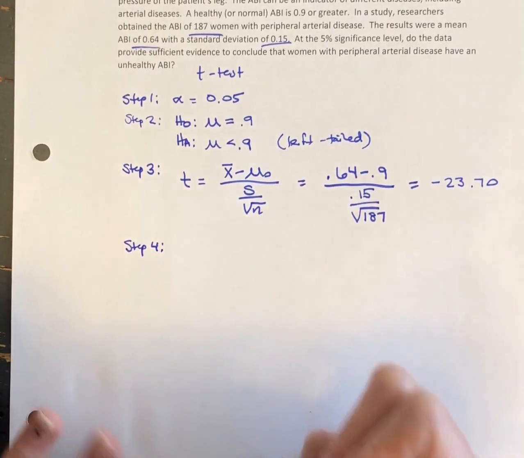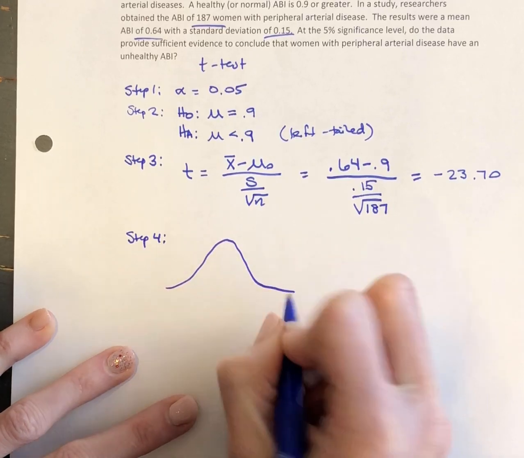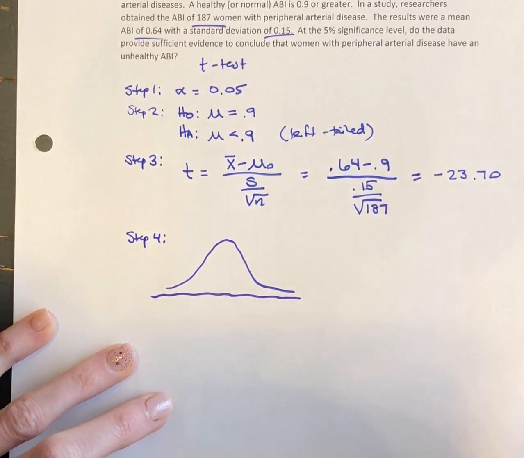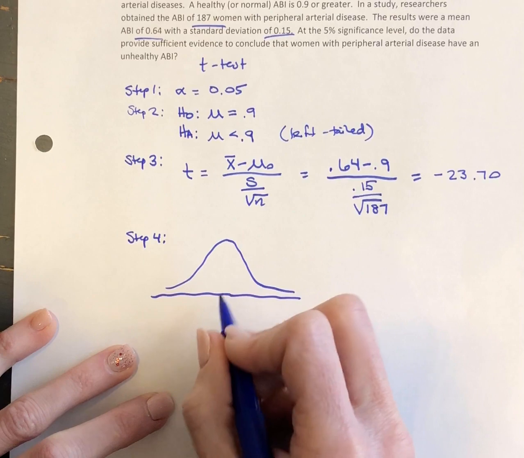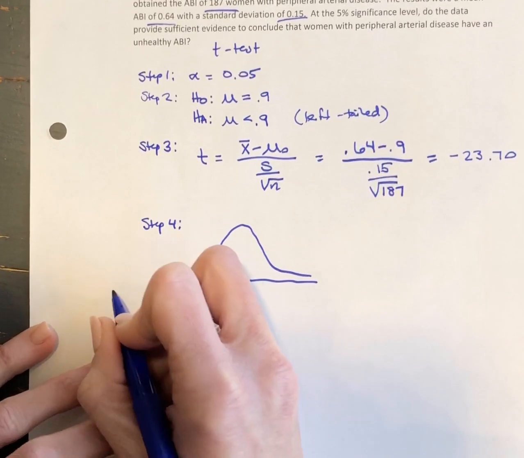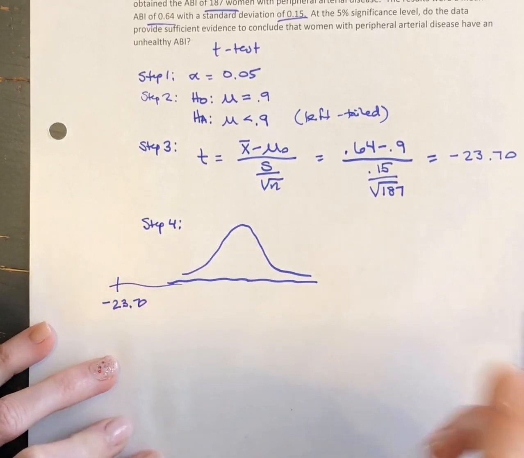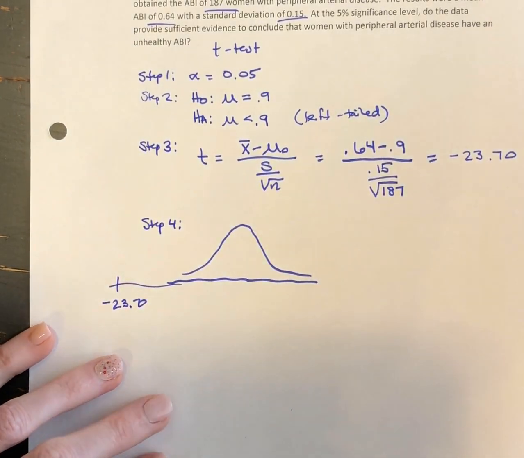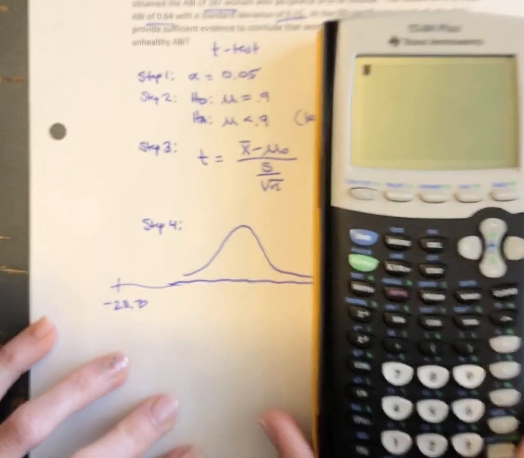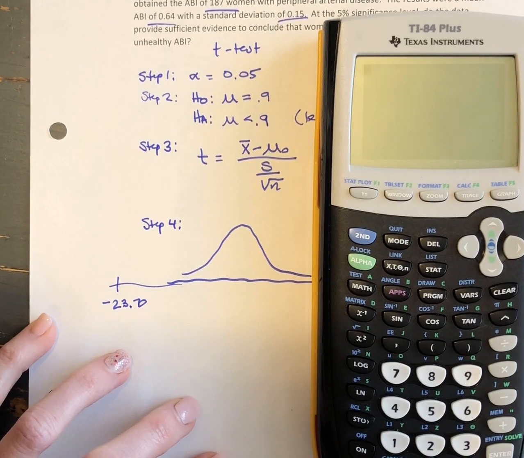In step 4, we're going to calculate our p-value, which we have a left-tailed test. And remember, the t-distribution is still symmetric, centered at 0. But we're way down here at negative 23.7. And in general here, I just want to show you how to find a p-value for a t-distribution or a t-test statistic.